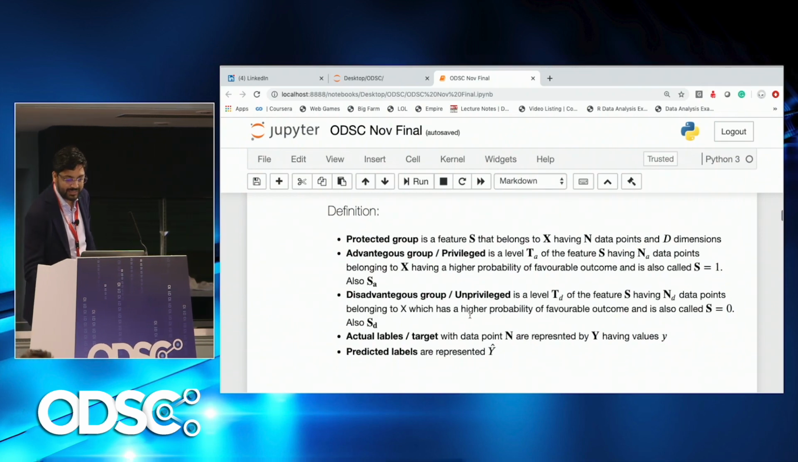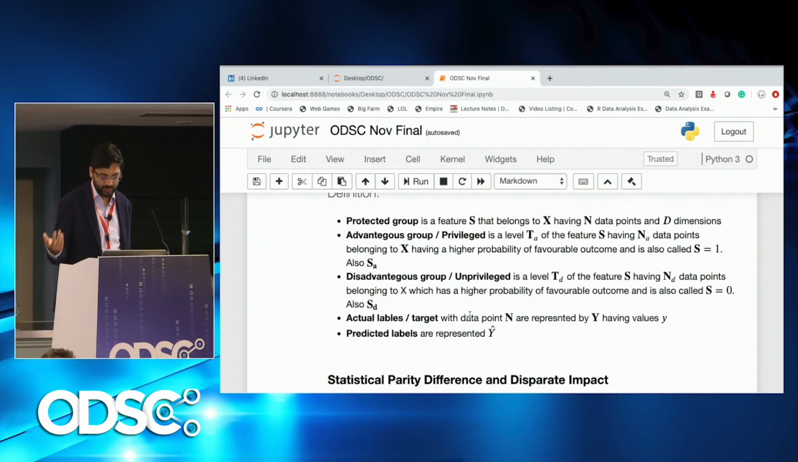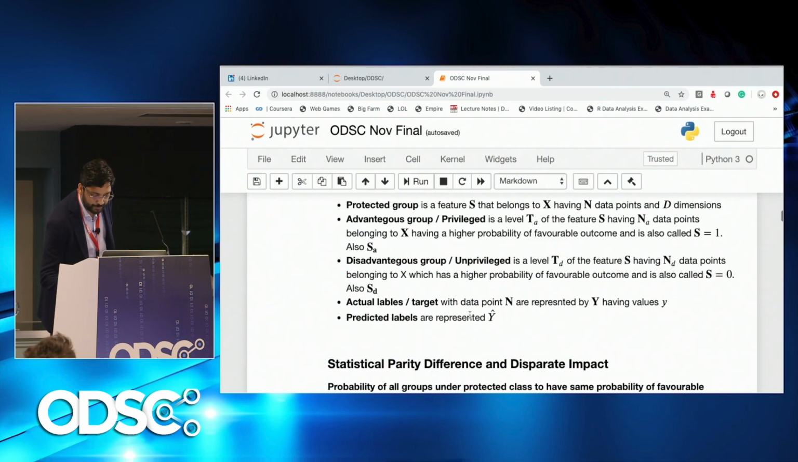And we understand what is actuals, which is my target variable, the actual data, and predicted labels are represented using y hat. So these are the notations we will follow.